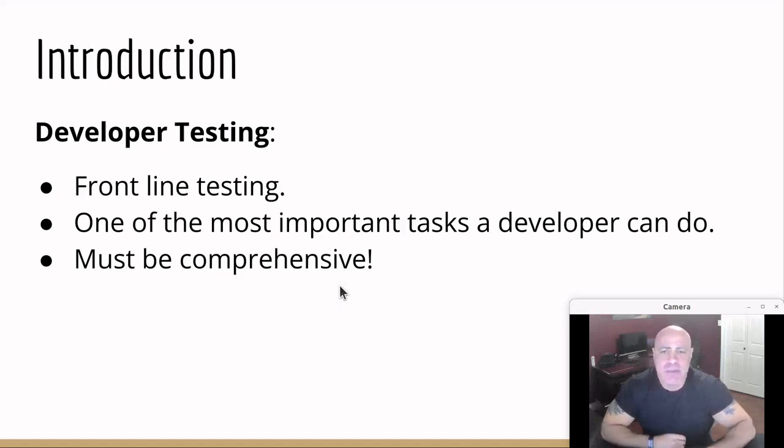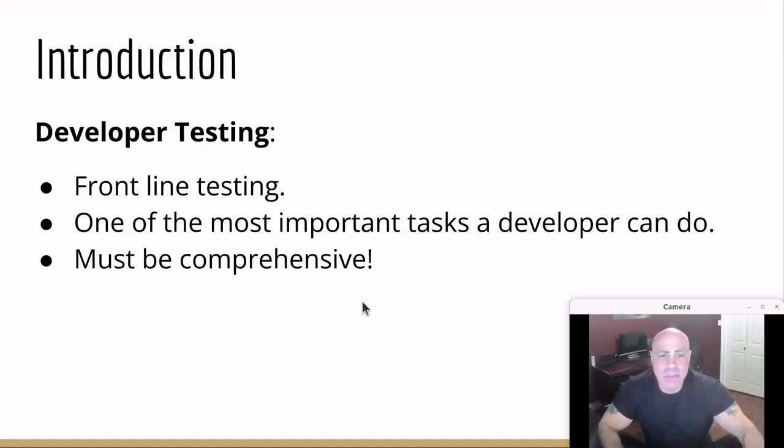The reason developers are bad at their own testing is because they look at their code from the inside. They know how it works, and because they know how it works, they make a lot of assumptions that another user might not make. So what we really want to look at is how we guarantee that developer testing is the best that it can be.